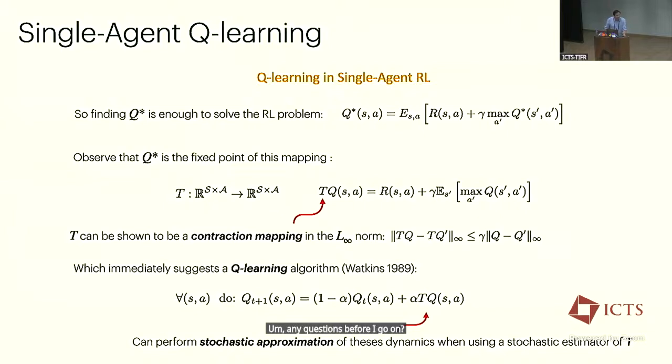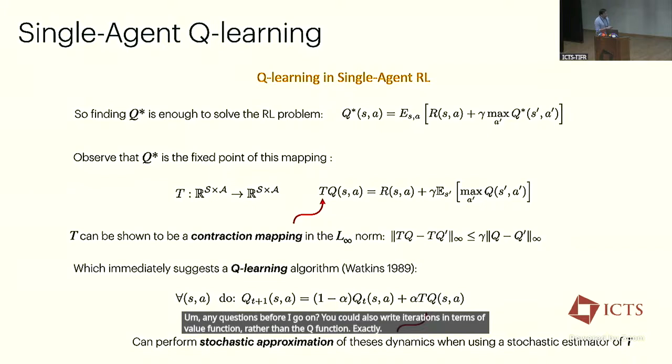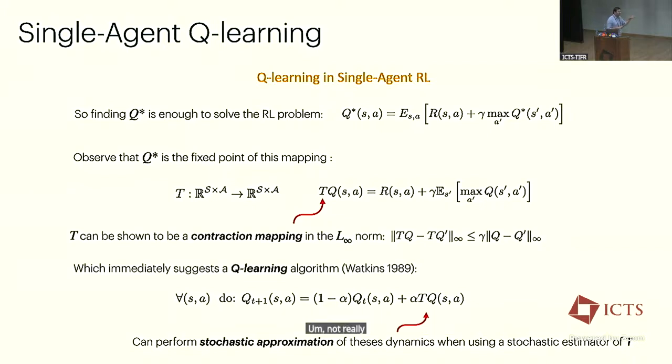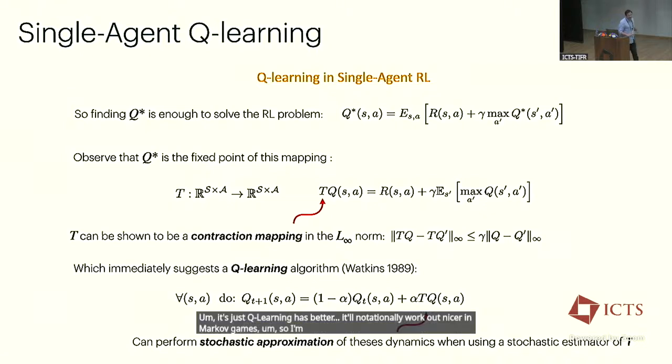You could also write iterations in terms of the value function rather than the Q function. Exactly, yeah. Are there strong advantages to doing it in this manner? Not really, but you'll see why we could do exactly this, the value iteration version of this. It's just that Q-learning will notationally work out nicer in Markov games. So I'm just focusing on Q-learning. Not in terms of performance, yeah.